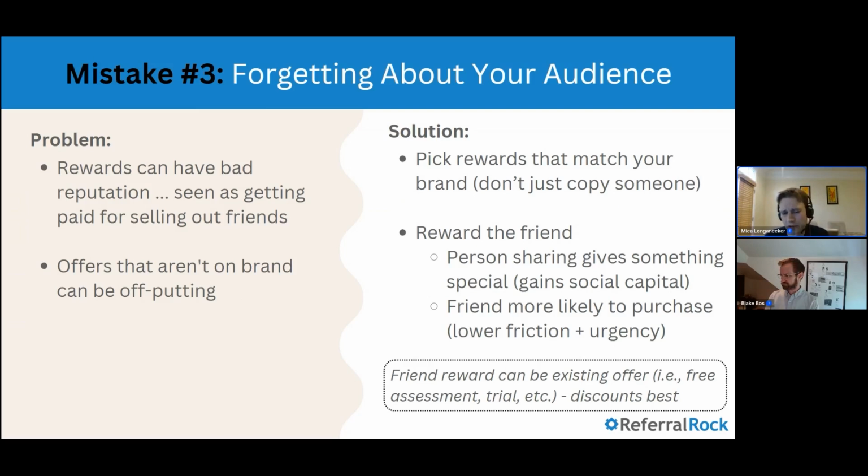And so we always encourage, or almost always encourage, you to think about the friend and the reward that you might offer. If you have budgets or there might be other reasons you can't reward the friend, then maybe you want to think creatively. Think about, are there any existing offers that you have? Maybe you already do a free assessment or a free trial. Discounts tend to work best, but if there are reasons that you can't afford it or you don't want to, then maybe you want to think creatively about how you might be able to reward the friend.